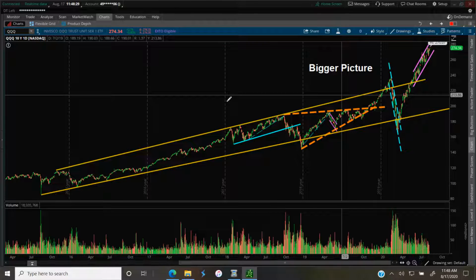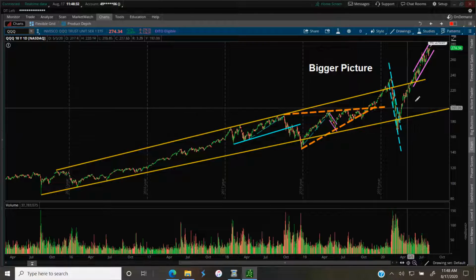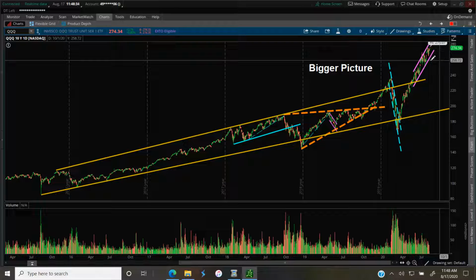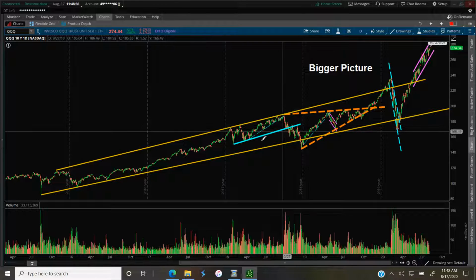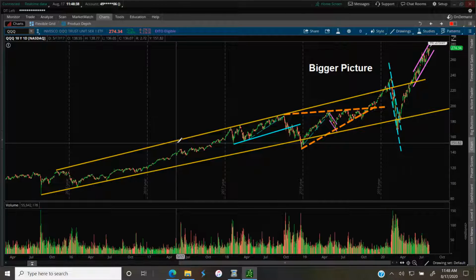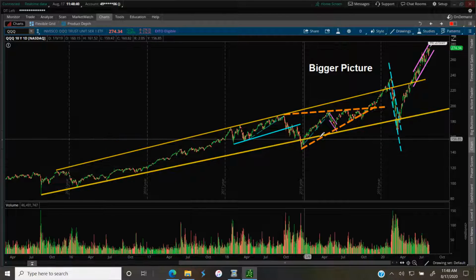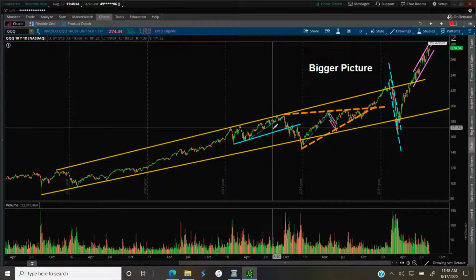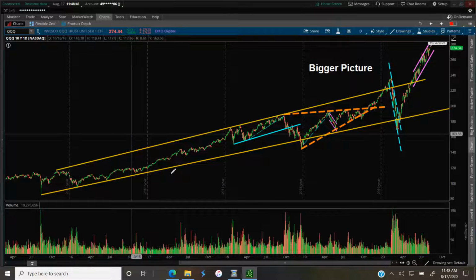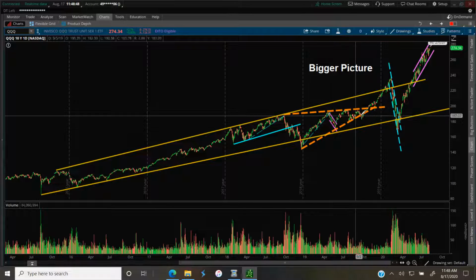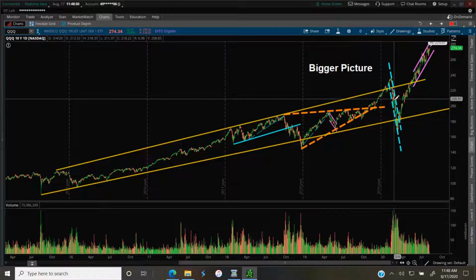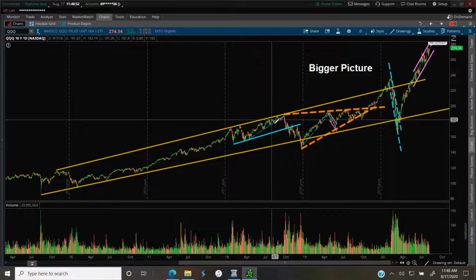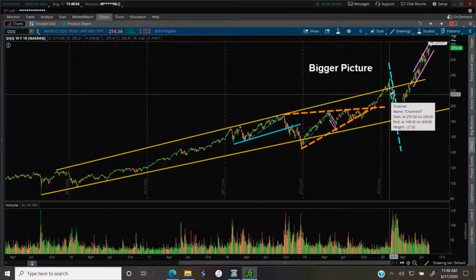Now notice the market's trajectory this whole time. Notice how within this bigger picture, this bigger pattern, it has smaller patterns. This is how we are able to predict what can happen in the future. It's not guaranteed, but it will give us somewhat of an idea of where the market can head.